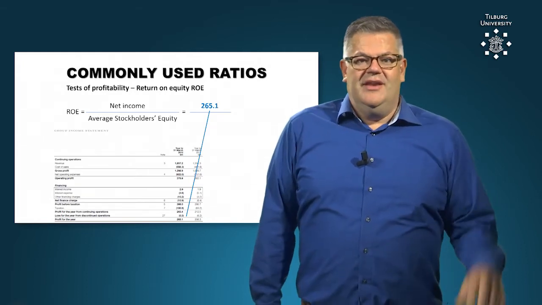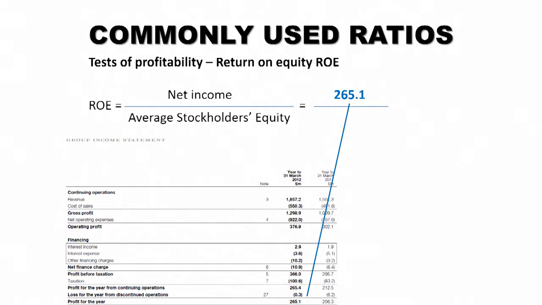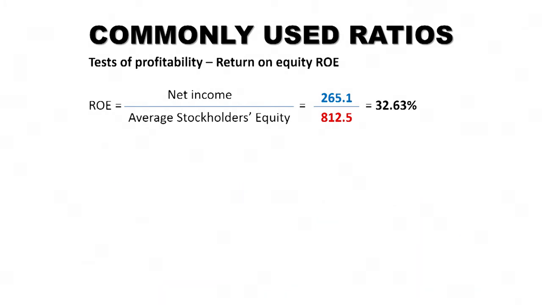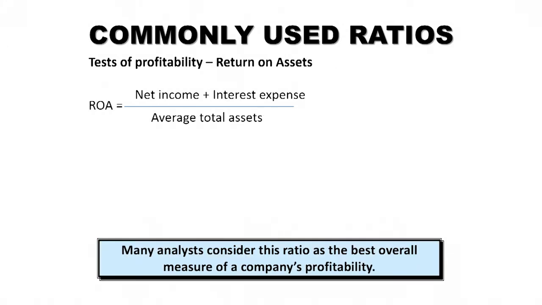The net income in the income statement is 265 divided by the average stockholders' equity. I take the stockholders' equity at the beginning and the end of the year divided by 2, and it gives me 812. This times 100% gives me something like 33%. This is extremely high, but don't forget Burberry is doing extremely well.